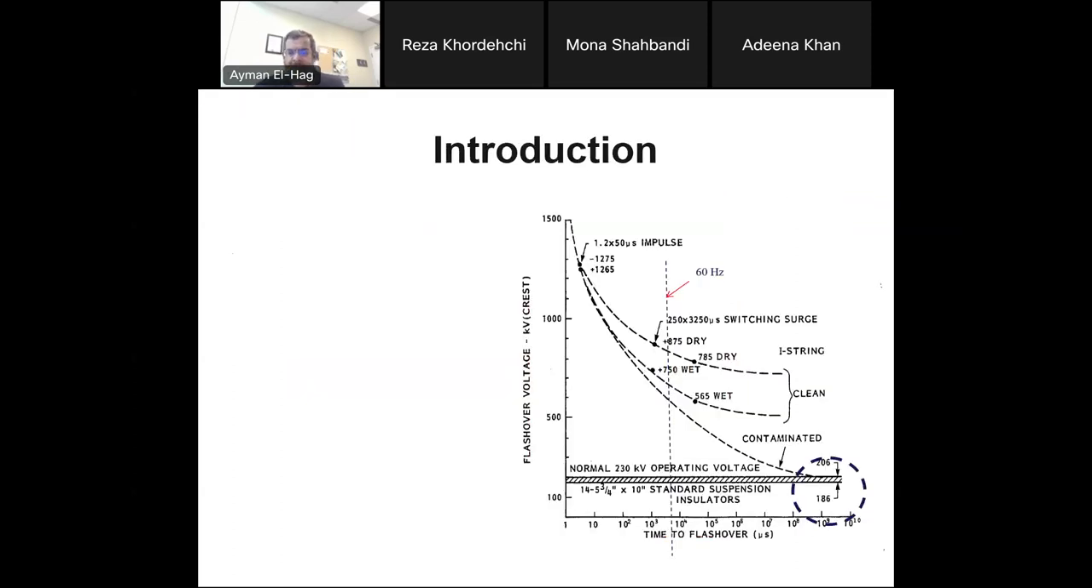Now, this is a very important curve about the effect of the contaminant on the flashover of the three main types of waveforms: the 1.2 by 50 microsecond, the switching, and the power frequency, okay? Now, what you see here, this is for clean curves, and this is for contaminations. These curves are, this is for dry, this is for wet, and this is for contaminated. Now, the wet is not contaminants, just water, to see the flashover. Of course, the flashover at wet, as I mentioned before, will be lower than at dry. So let's start from here.